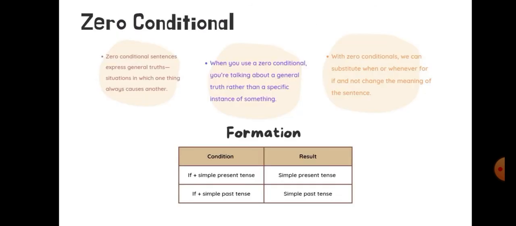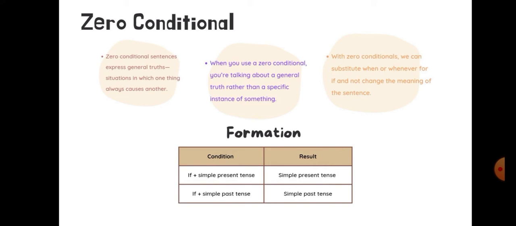Well, the first conditional that we are going to discuss is the zero conditional. Zero conditional sentences express general truths, situations in which one thing always causes another. So when you're using a zero conditional sentence, you're talking about a general truth rather than a specific instance. Zero conditionals are also called factual conditionals, in which we talk about habits, facts, and truths that could be of the past or of the present.